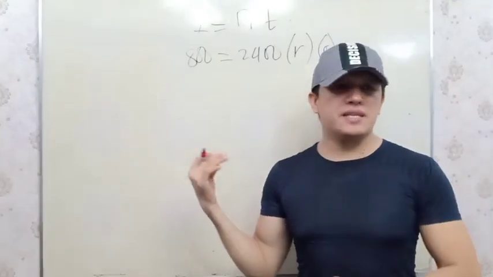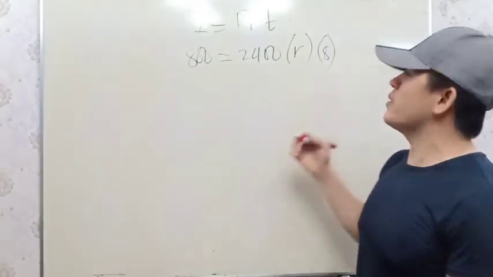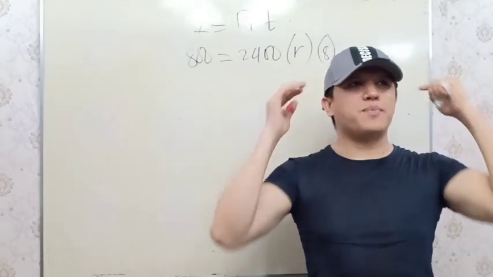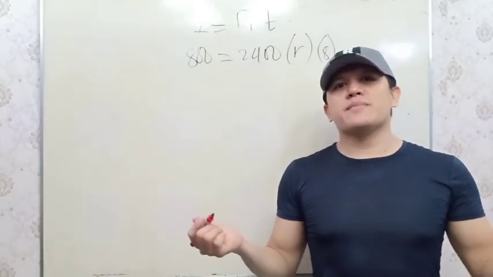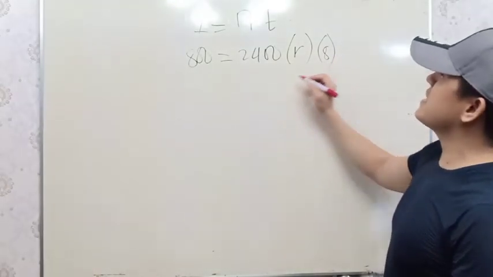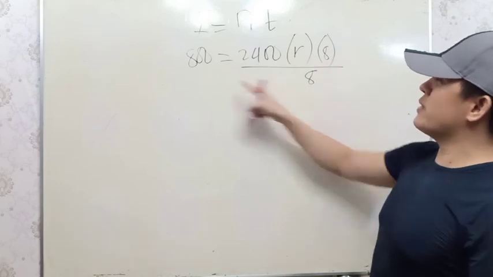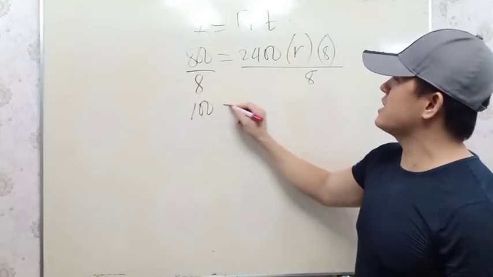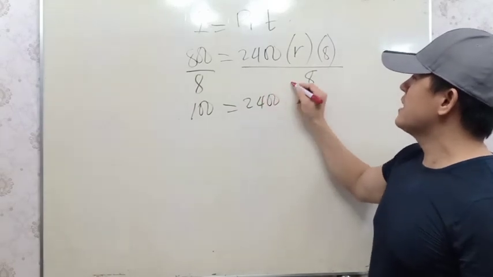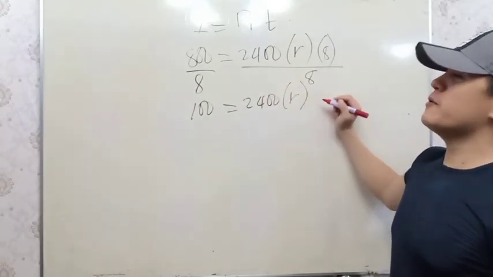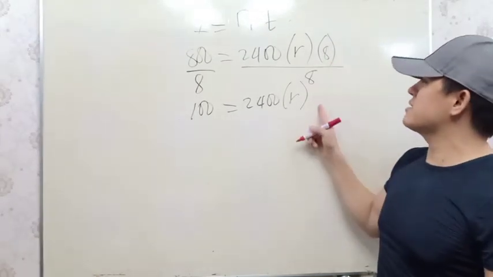My strategy in this case, I don't multiply immediately. Even though in general education or NAPOLCOM you can use a calculator, in civil service you cannot. So I have a strategy here. I just divide by 8. This one can be divided by 8 on both sides. So 100 is equal to 2,400 times R, and 8 divided by 8 is already 1.